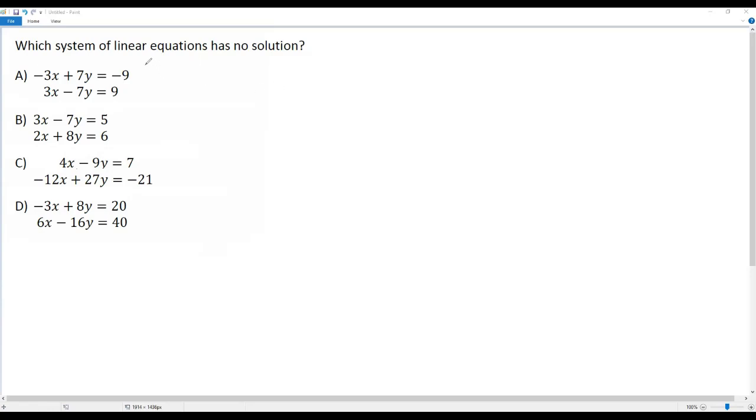Here we have a SAT math problem. Okay, let's go to the question. Which system of linear equations has no solution? Okay, in the given answer choices, we have to find the system which has no solution.